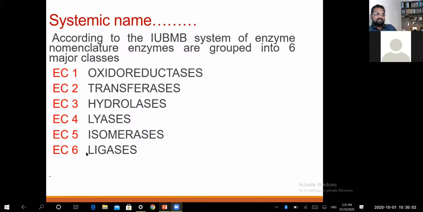Similarly, the last class, enzyme commission number 6, ligases. These are the enzymes which bring about joining reactions. Such as DNA ligase, which brings about coupling of two DNA fragments with each other. Later on, we'll see in detail what these enzymes do. You have to study all these enzymes.